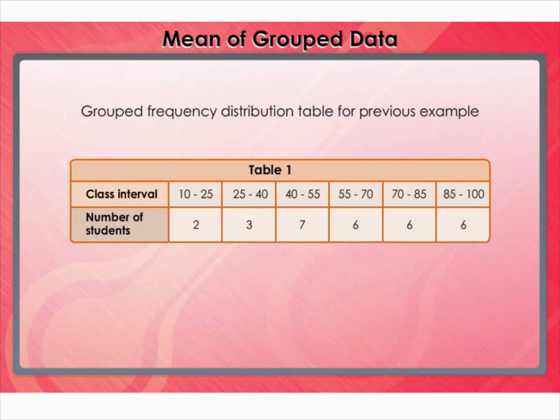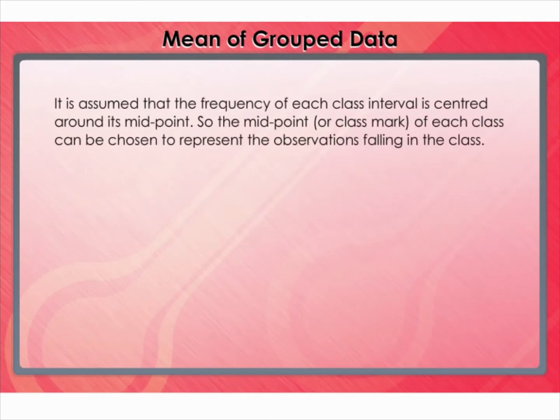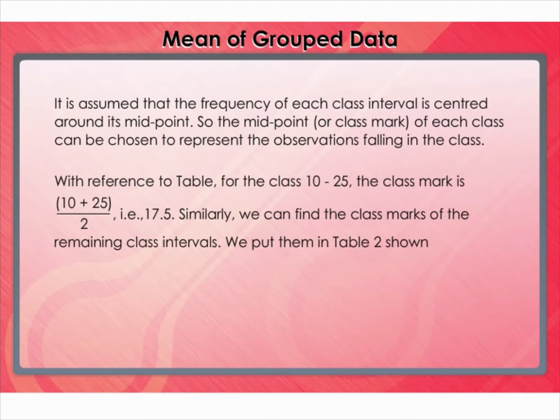Now for each class interval, we require a point which would serve as the representative of the whole class. It is assumed that the frequency of each class interval is centered around its midpoint. So the midpoint or class mark of each class can be chosen to represent the observations falling in the class. With reference to the table, for the class 10 to 25, the class mark is (10 plus 25) divided by 2, that is 17.5. Similarly, we can find the class marks of the remaining class intervals. We put them in Table 2 as shown.